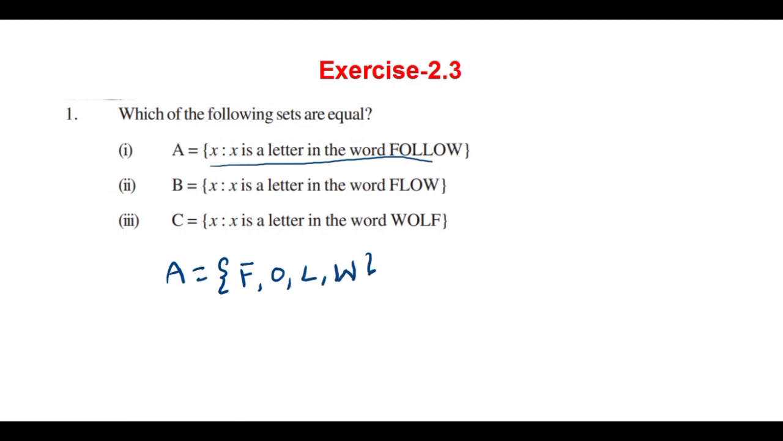Set B. What is set B? We have letters here. Here also we have F, L, O, W. Don't forget, we have L two times and O two times, but you should write only one time in the answer. L should be written only one time, W only one time, and O also only one time. I think you are following what I'm saying.